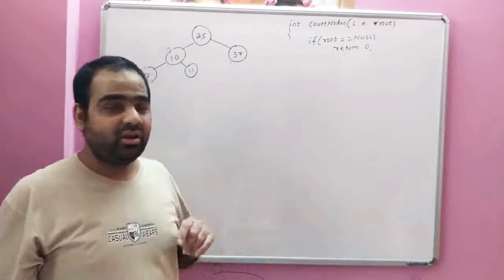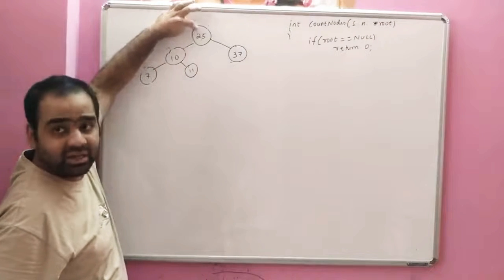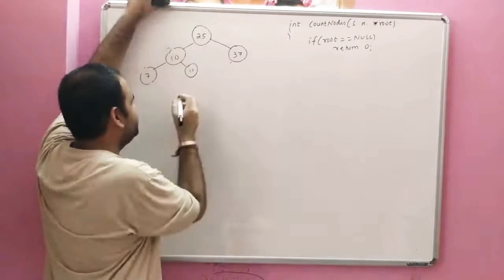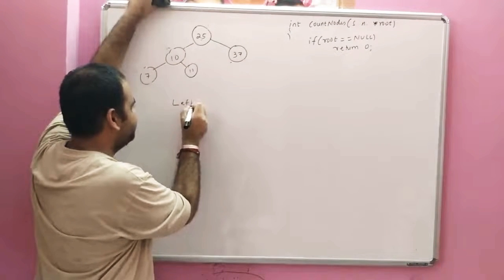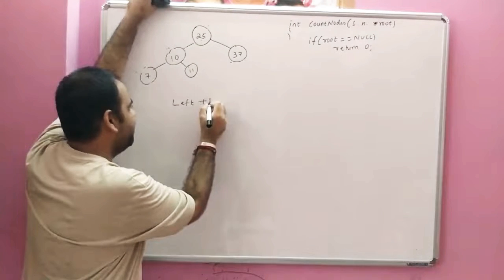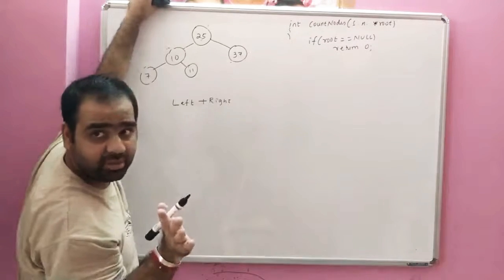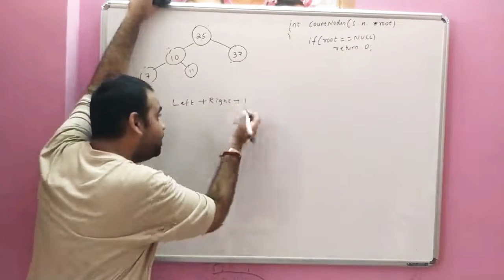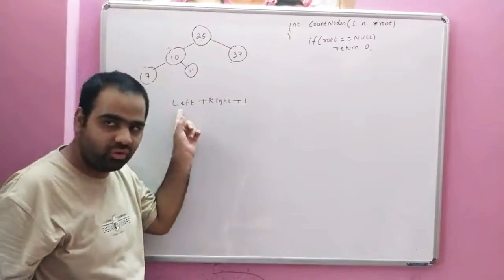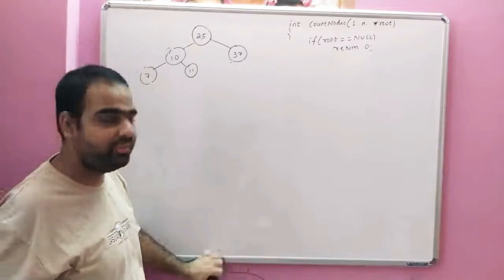Now, what are the number of nodes? If I am here, it is very easy to define the number of nodes on LHS. What are the number of nodes on LHS? 3. Plus the number of nodes on RHS. What are the number of nodes on RHS? 1. 3 plus 1 is 4. Plus the node itself. Therefore, what is the answer? 1 plus the number of nodes on LHS plus the number of nodes on RHS. That is what I have to compute now.